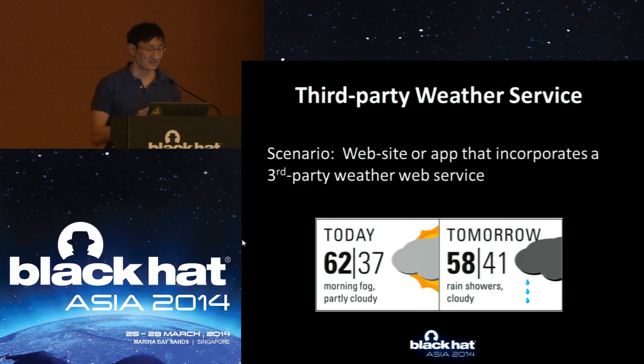So the scenario is that there's a website or app that incorporates this. You want to use a third-party weather service. You don't want to go to the trouble yourself to build this weather service, so you use a third-party weather service. This weather service, you give it a location, and it gives you back maybe the weather in that location, probably the forecast too. Okay. You can easily find a bunch of these services on the internet, right? Because it's obviously a useful thing.